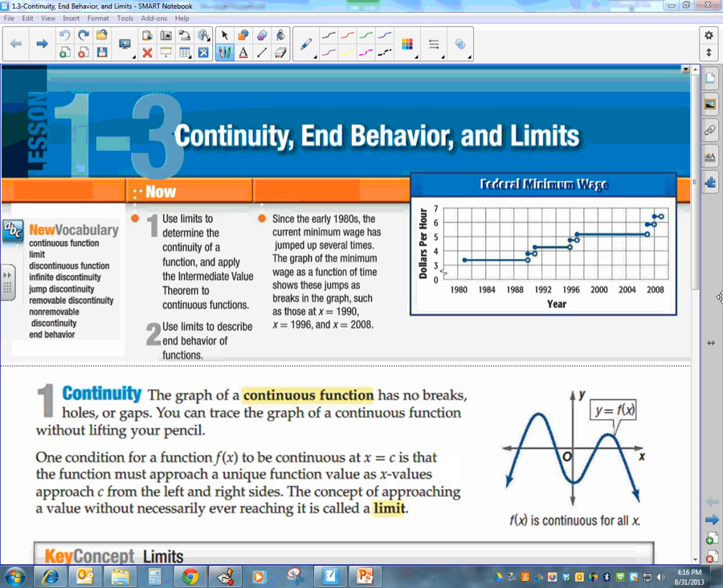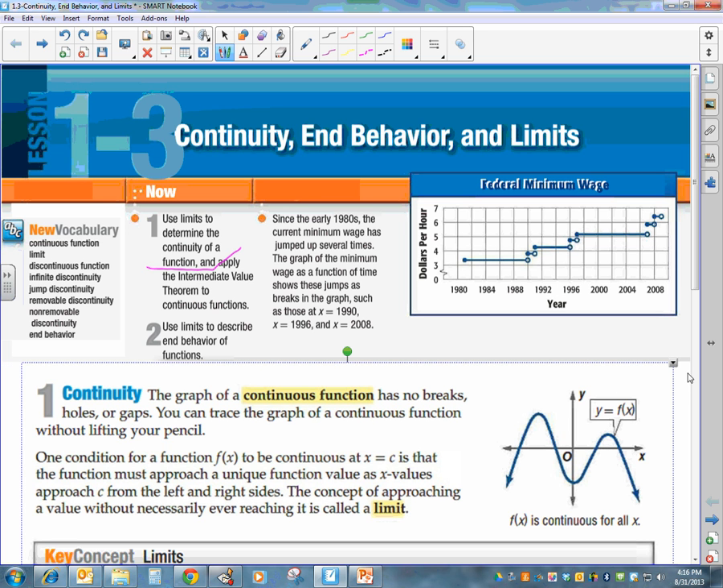Okay, so today I'm covering section 1.3 in our Glencoe Pre-Calculus book. It's a pretty lengthy lesson, so I have decided to break it up, and the first section is going to cover basically just limits to determine the continuity of a function, and then part B will cover the intermediate value theorem and end behavior. So if you need help with just end behavior, you want to go look at part B. So first and foremost, let's talk about continuous functions.